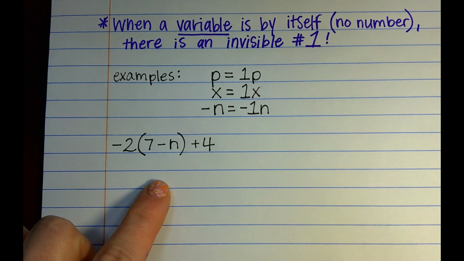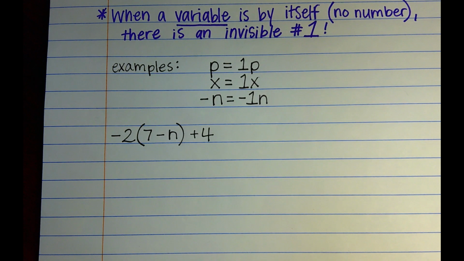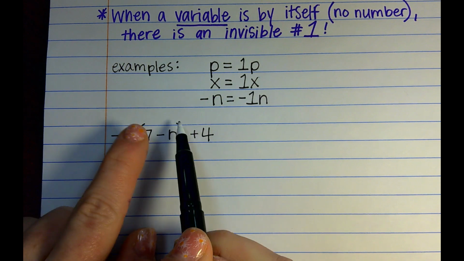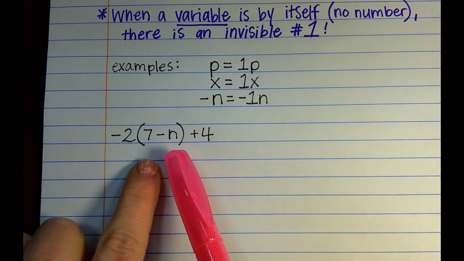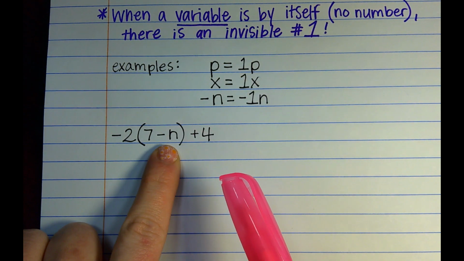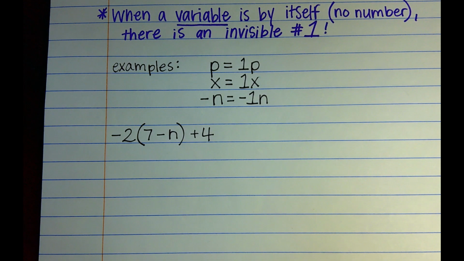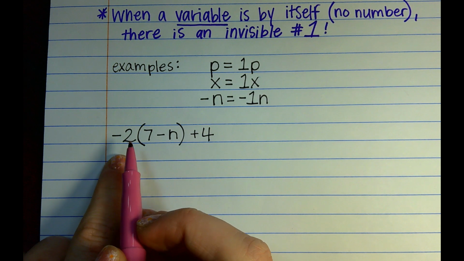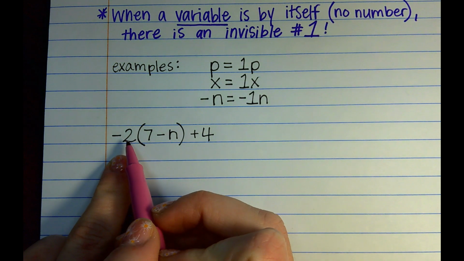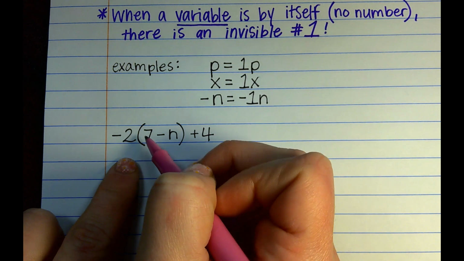Okay. So, whenever we have a number outside of a set of terms or numbers in parentheses, normally if we knew what n was, we would do 7 minus that number first. But we don't know what n is. We're not going to know what n is. So we're going to jump straight to the next step, which is multiplying. Normally if you see a number next to another number in parentheses, we multiply.